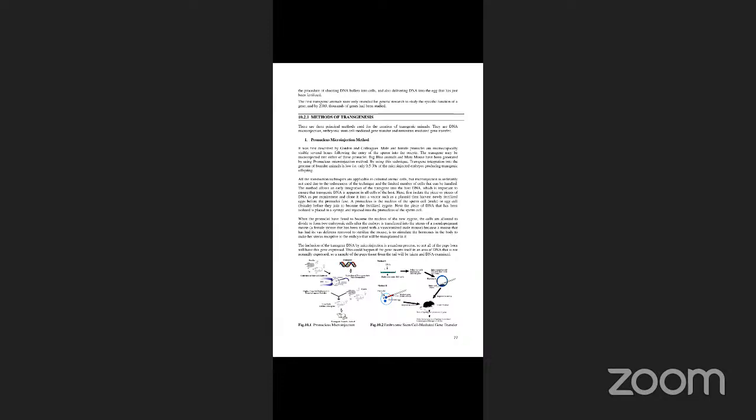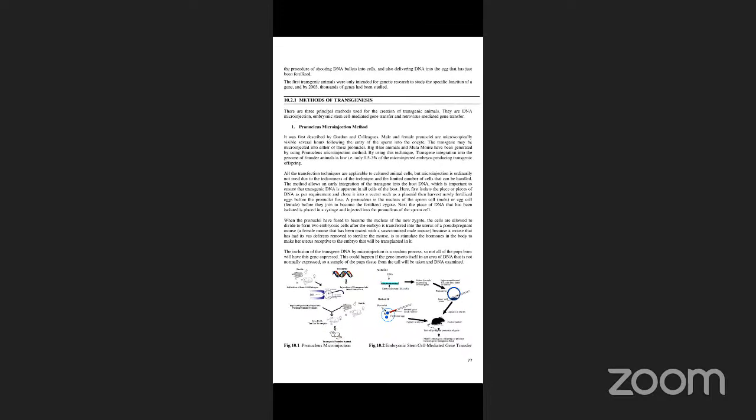Then gun shooting, meaning the shotgun method. Like that, many techniques were developed. The first transgenic animals were intended for genetic research, but later they were used for the expression of some proteins. So what are the methods? There are three important methods. First is the pronucleus microinjection method.